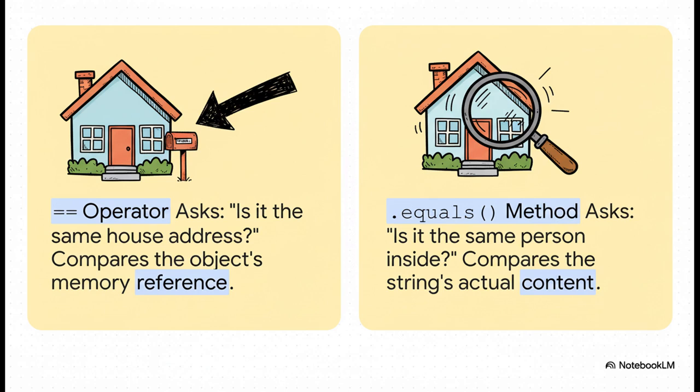The dot equals method, though, is totally different. It's like a detective who knocks on the door and asks, is Jorman inside? It checks the actual content. So in our puzzle, S1 and S2 were pointing to the exact same house address, but S3 was a brand new house built somewhere else, even though the same person, our hello string, was living inside.